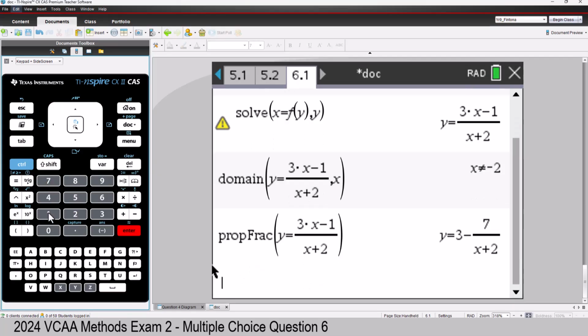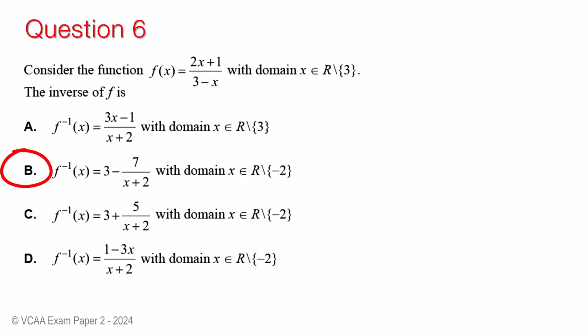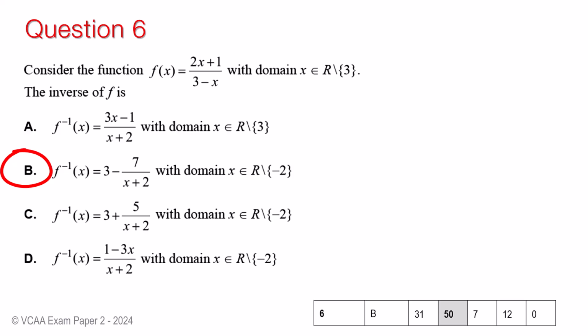Equations A and B are algebraically equivalent, but option B has the correct domain restriction. Now let's have a look at the student responses from 2024. Only 50% of students got this question correct, but notice that 31% of students fell for option A. Exam tip number 1 to the rescue again.